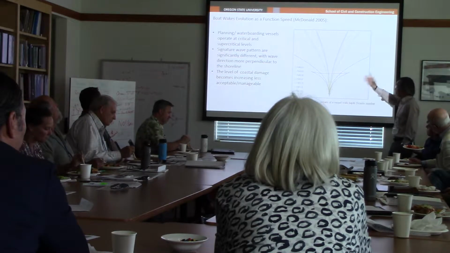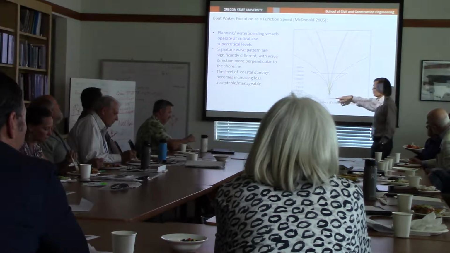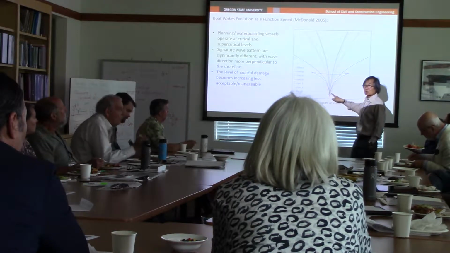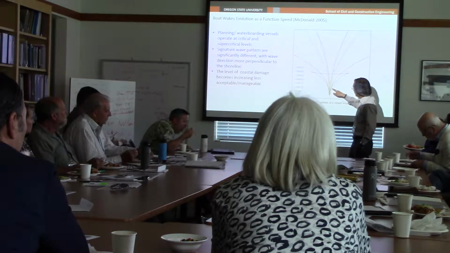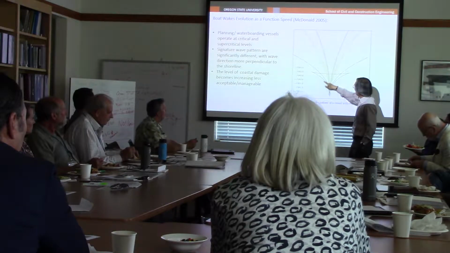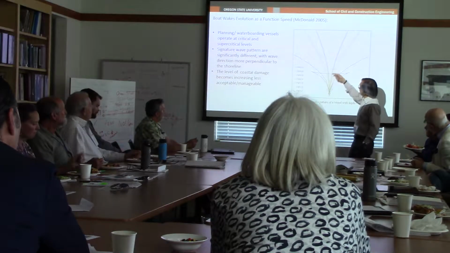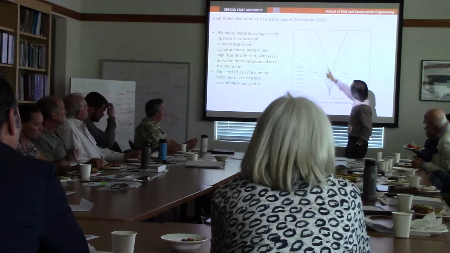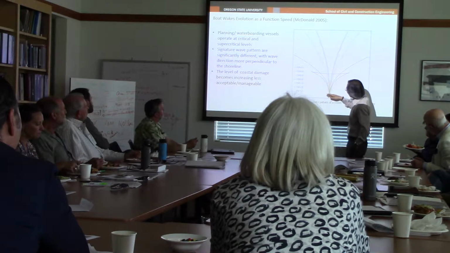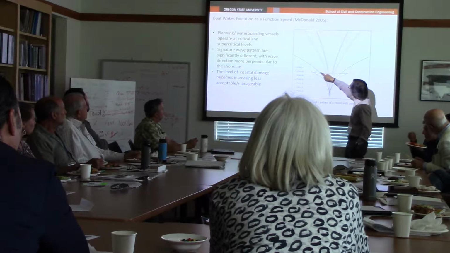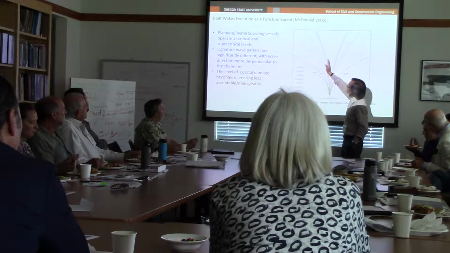So here we're looking at the speed of the boat. At slow speed, the wave signature is rather small. As you increase the speed, you have a larger and larger signature. And as you further increase the speed, the wave will look more like that. So this is increasing speed from here to here, and then this.